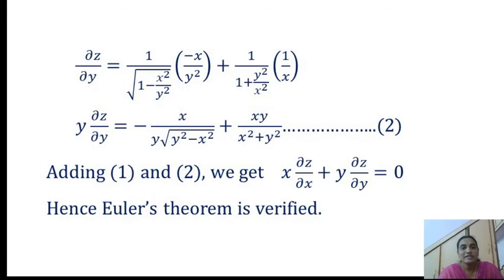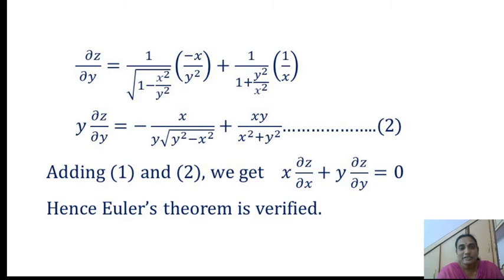Next, similarly differentiating with respect to y, we get ∂z/∂y is equal to 1 divided by root of 1 minus x square divided by y square, then differentiation of x by y is minus x divided by y square, plus tan inverse of y by x differentiation 1 divided by 1 plus y square divided by x square into 1 by x.